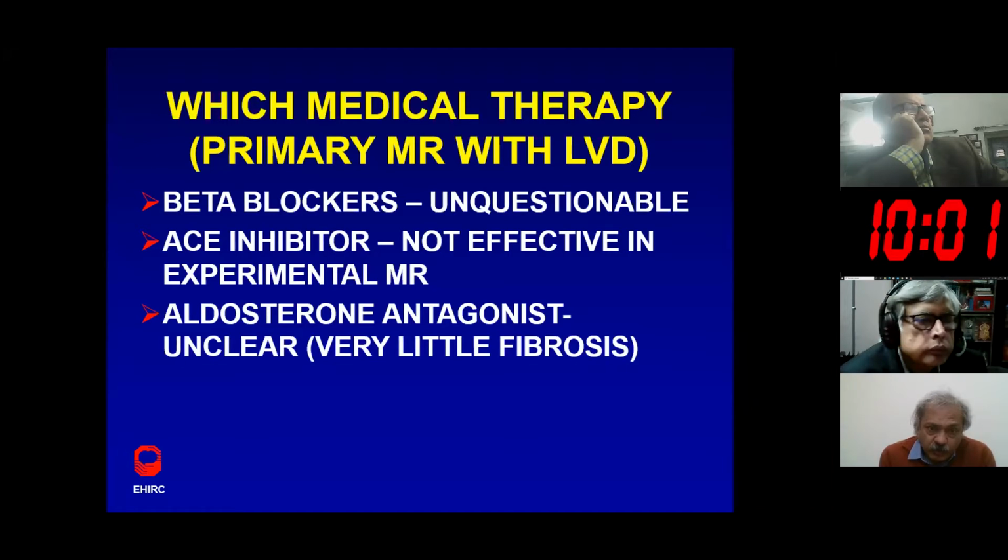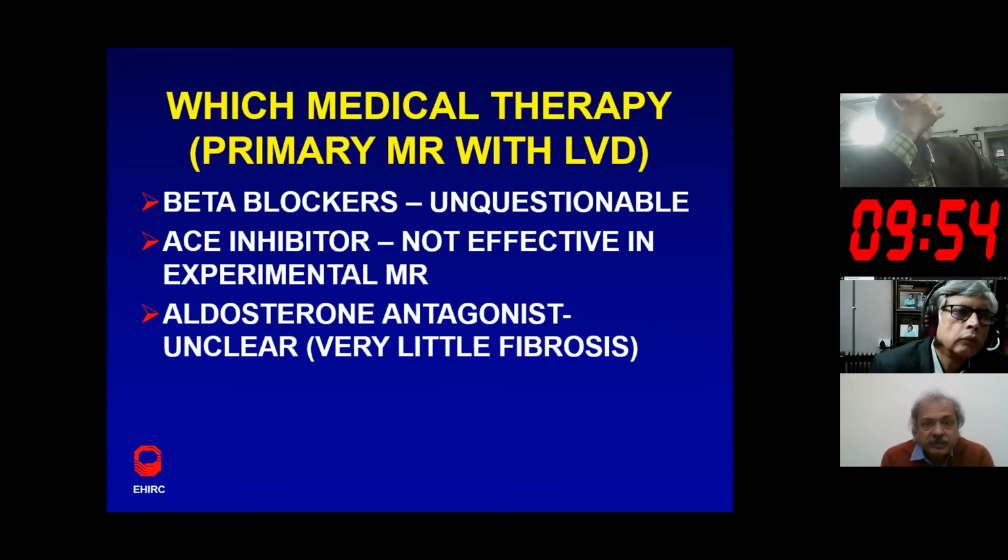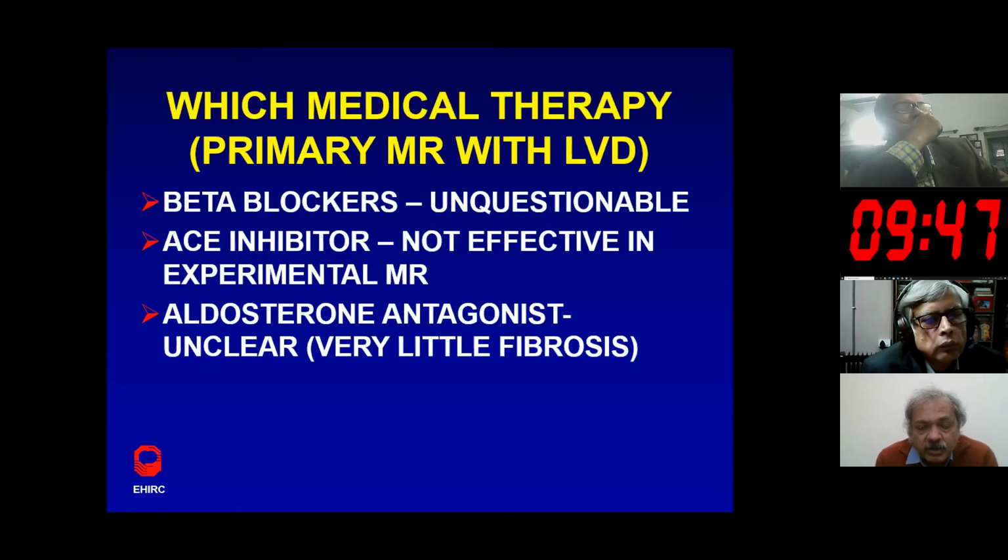Another RAS agent, which is supposed to be a very strong tool in LV dysfunction and secondary MR, is the MRA, aldosterone antagonist. But the premise is that aldosterone antagonists are effective because of their antifibrotic efficacy. And if this function of theirs is not to be utilized, then what is the benefit? Because in primary mitral regurgitation, there is very little fibrosis. Hence, how beneficial will MRAs be?